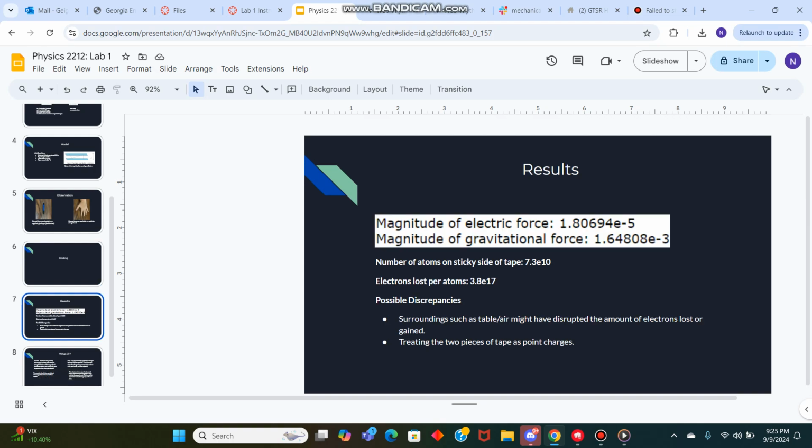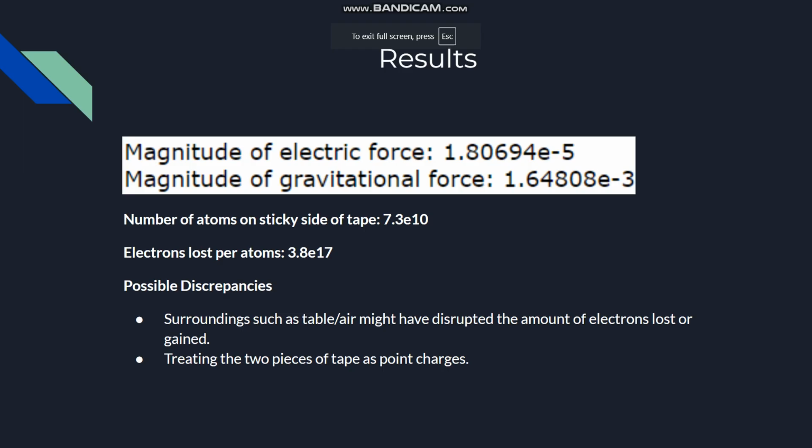So as I said, these are the numbers. We calculated the number of atoms in the sticky note is 7.3 times 10 to the 10th. The electrons lost were approximately 3.8 times 10 to the 17th.